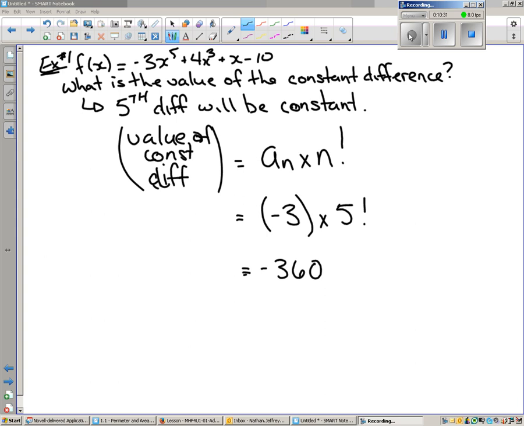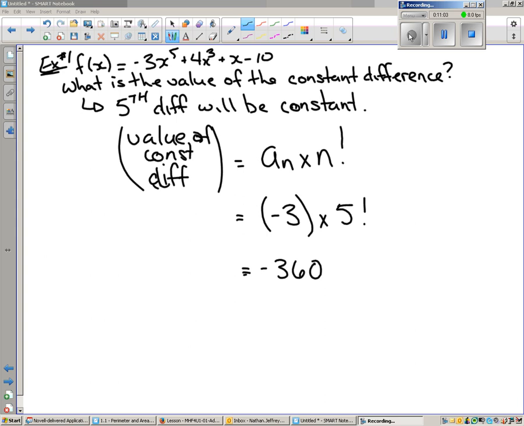So if we had a table of values, and if we took our polynomial, filled out a table of values, and started doing first differences, then second differences, then third, we'd have to go all the way over to the fifth difference, and we should get a value of -360. So you can see why having a theorem is a lot easier than doing the fifth difference of this giant polynomial and getting a value of -360.